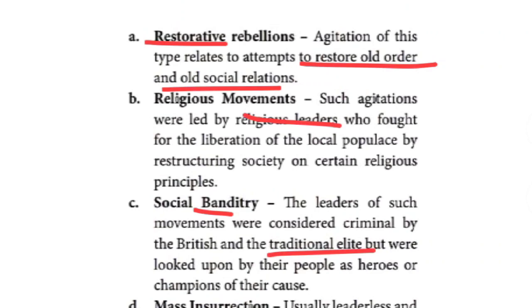Like that also we can tell. Here usually there were no leaders. There were no leaders; under the leadership of the people, all the people were agitated against the British government for a common cause. Okay, so that's the thing, children.